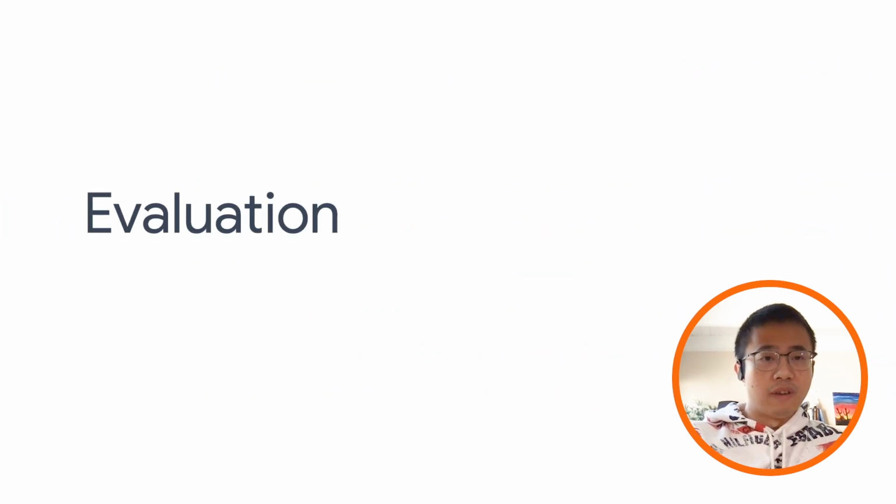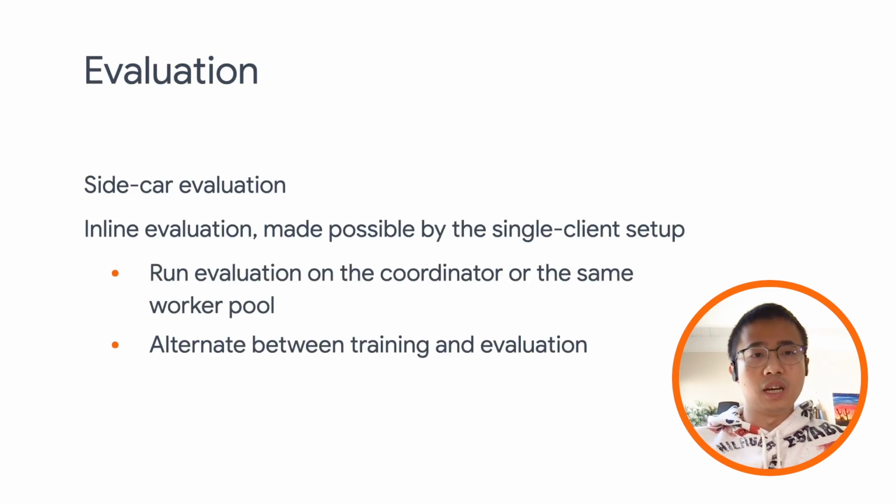Let's see the evaluation for TensorFlow 2 parameter server training. We can still use sidecar evaluation, which we have seen in TensorFlow 1 parameter server training, where we use a dedicated machine to do evaluation. Inline evaluation is made possible by our single client setup. So the inline evaluation refers to running evaluation on the coordinator or running evaluation on the same worker pool. And we can alternate between training and evaluation. This is very consistent with Keras APIs.